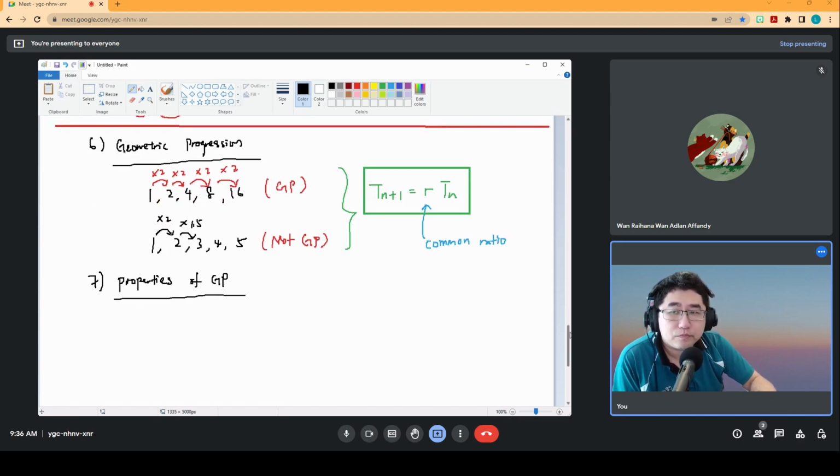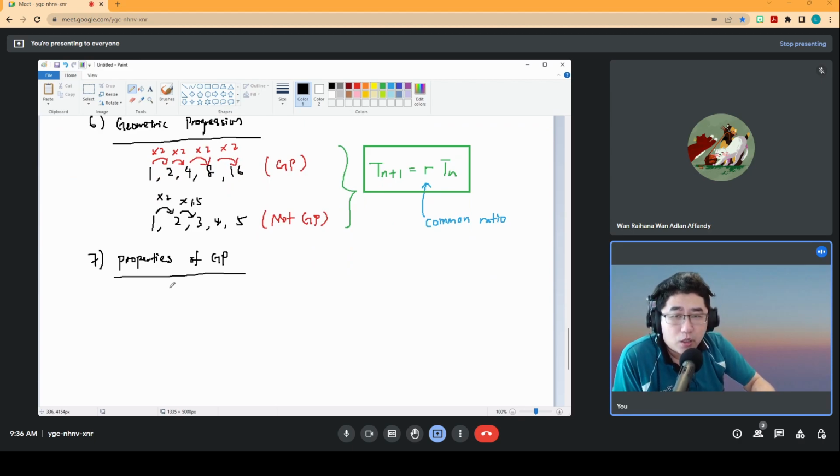Okay, so let's say I let my first term be A, following this formation, and my second term will be R times T1. Following the formation, I have R times T1. So since my T1 is A, I will write it as AR. T3, I have R times T2, according to the formation. So since I know my T2 is AR, I have R times AR. Therefore, I have AR squared.